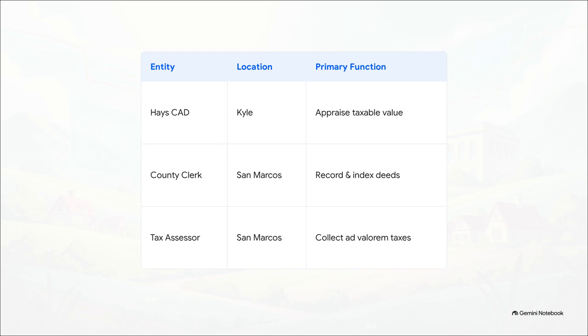Unlike some states that just give you one neat little unified portal, Hays County distributes this data based on strict legal rules. First, you've got the Hays Central Appraisal District, or CAD, over in Kyle. They appraise the taxable value. Then you have the county clerk down in San Marcos, who officially records and indexes the deeds. And finally, the tax assessor, also in San Marcos, who actually collects the taxes. To get the full accurate picture, you absolutely need to verify your data across all 3 of these entities.